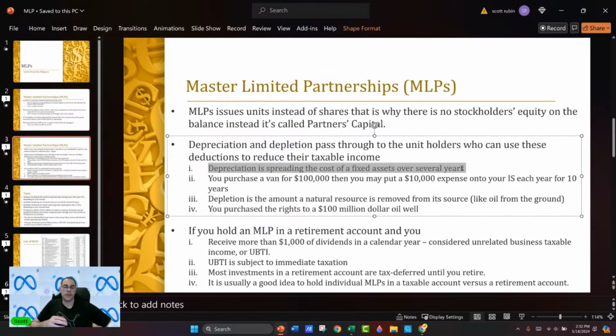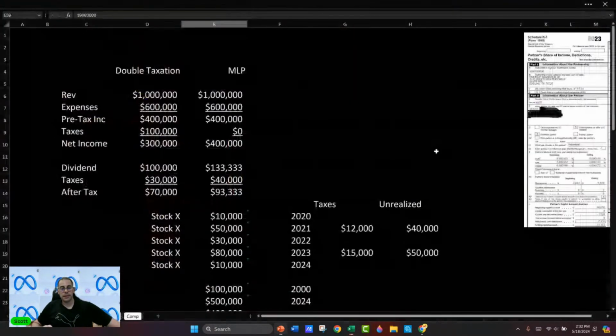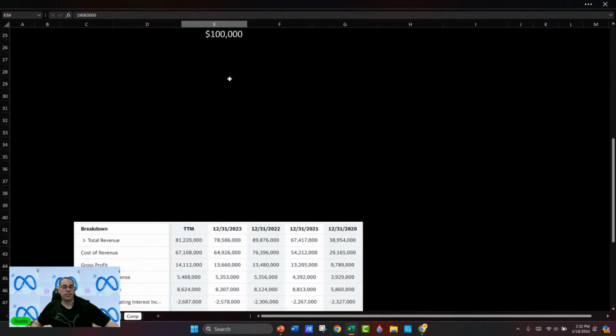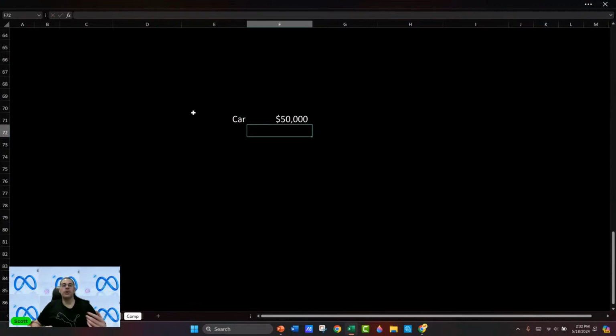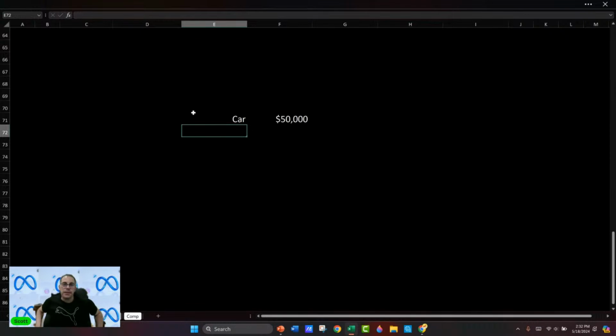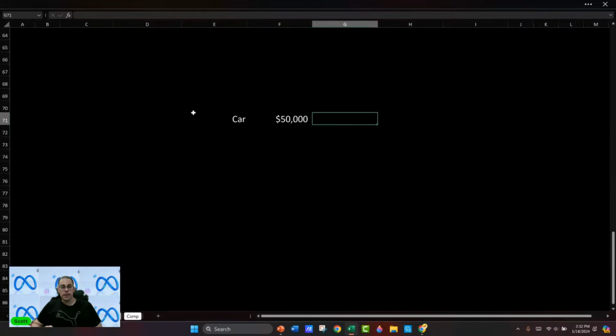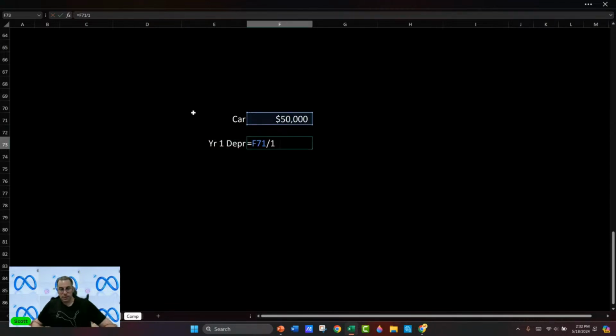And depreciation is just spreading the cost of a fixed asset over several years. So if you buy a car for your business, say you buy a truck, you have a lawn care business, so you need to buy a truck because now you have more employees. So you may depreciate, year one depreciation. Say the useful life of the truck is 10 years. So you would depreciate $5,000.